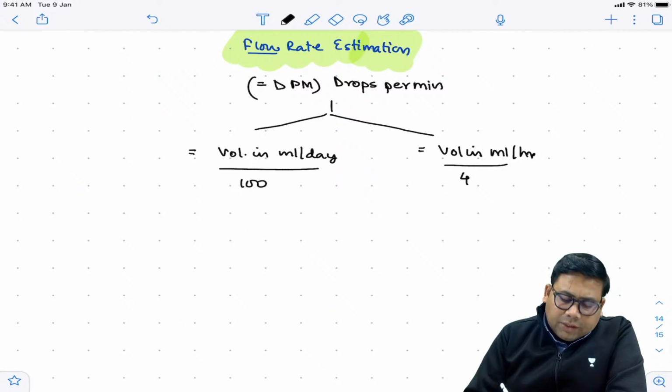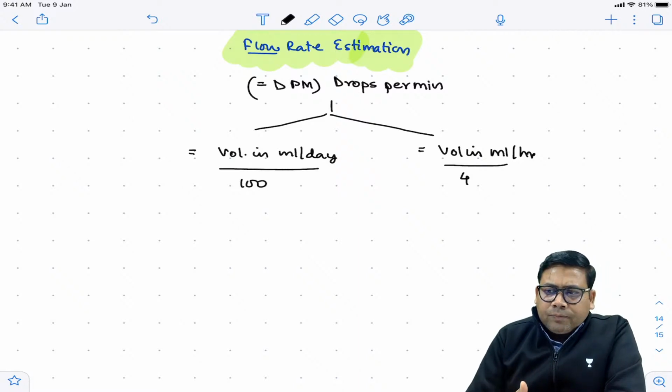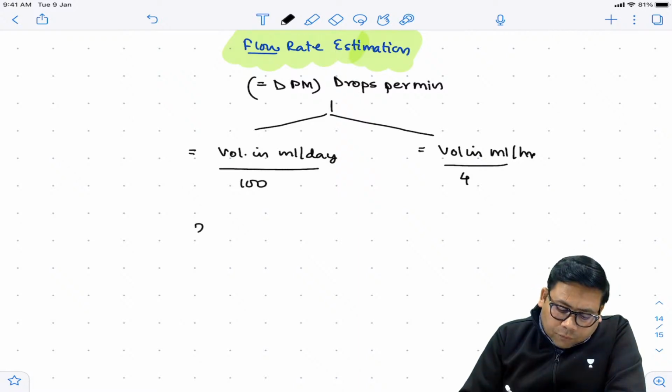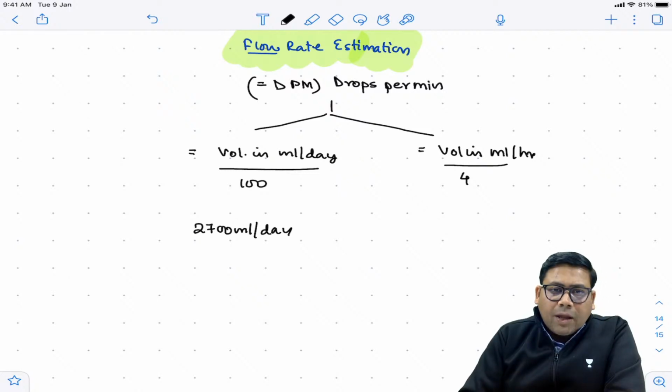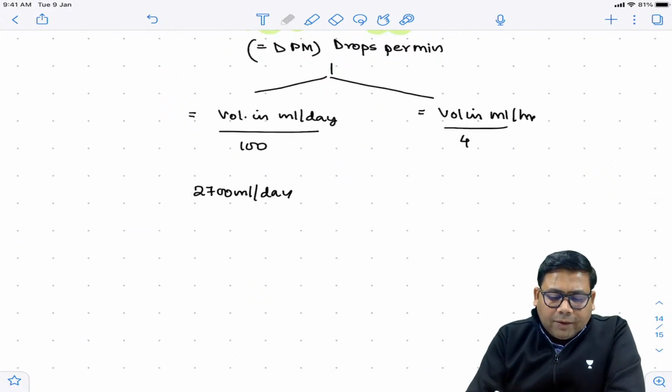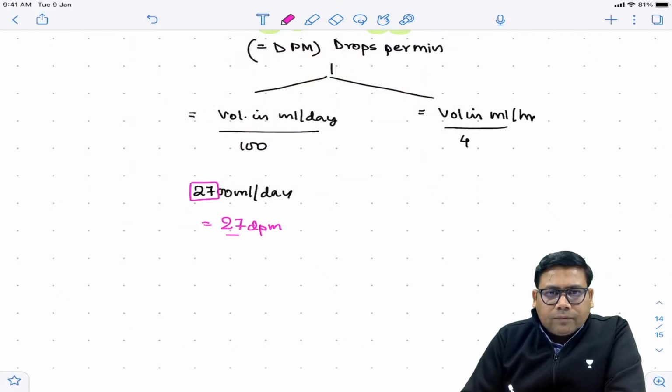So if you see this, this is simply something like 2700 ml per day. So how many hundreds are there? 27. Now if you divide it by 100, it will be 27. So it is equal to 27 drops per minute.